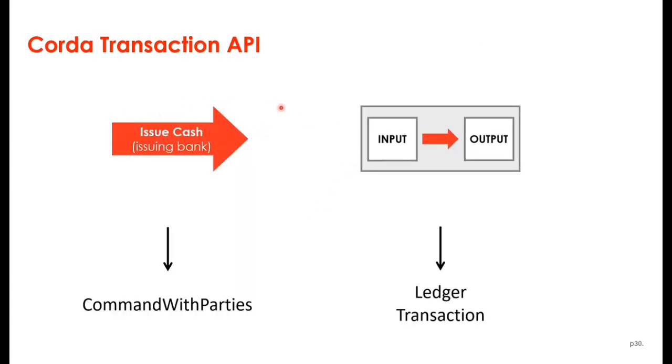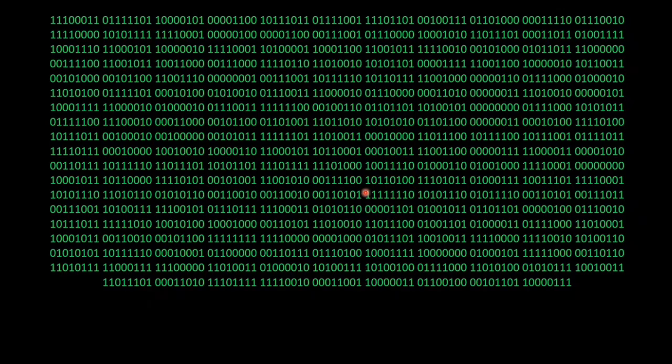So in our Corda API, our commands are implemented with the API's commands with parties, and our inputs and outputs are implemented with the ledger transactions. And it's time for a demo.